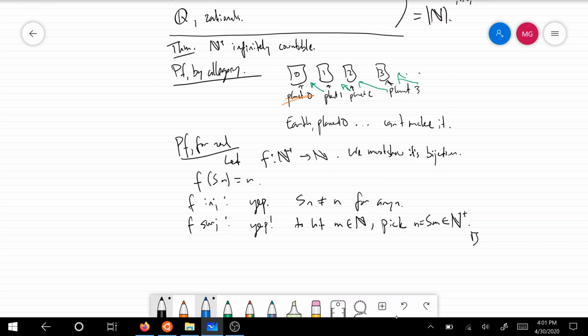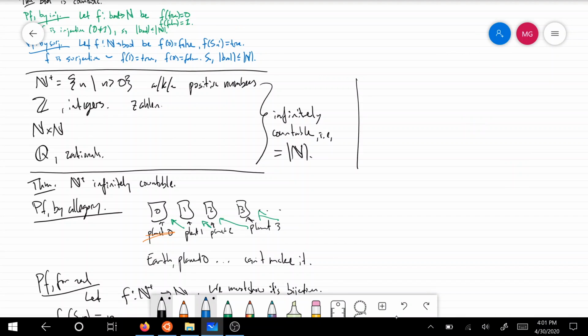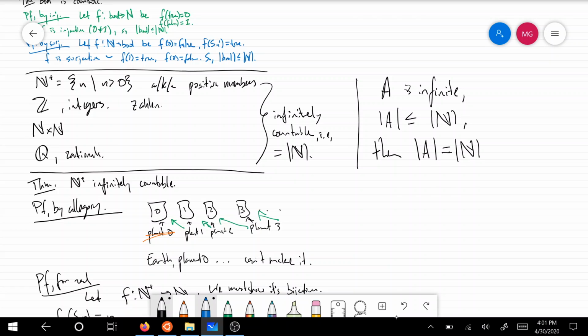Okay, there's another simpler way to do this proof. If A is infinite, and the cardinality of A is less than or equal to the cardinality of N, then the cardinality of A equals the cardinality of N. Right? This is a shorthand. All right, so why is that? Well, if it's already infinite, that means it has to be at least as big as the natural numbers. Why? The general understanding is N is the smallest infinity.